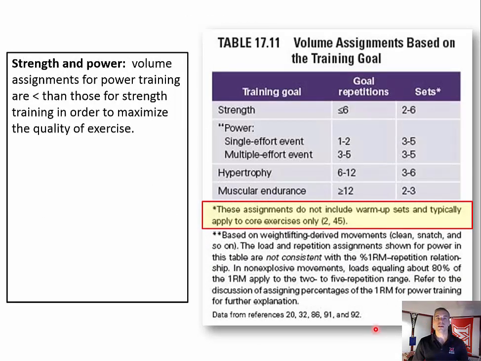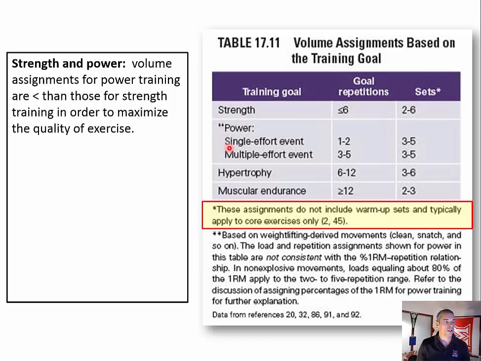So if we look at this table here showing the volume assignments based upon the training goal, we see for strength and power first. Listed here is the training goal. For the volume assignments, for power compared to strength, the volume assignments for power training are less than those for strength training. This is important in order to maximize the quality of the exercise being performed. So for strength, if that is the training goal, then the recommendations here in terms of the goal repetitions are 6 or fewer reps performed for 2 to 6 sets.